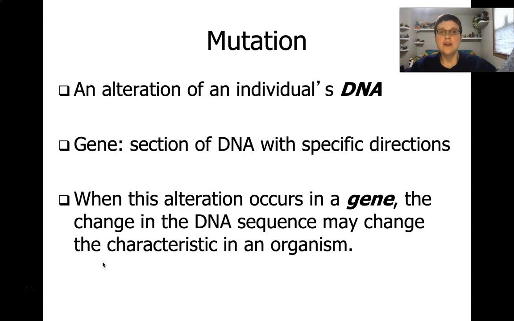All right. So in order for it to create evolution, the first part is it has to happen in a gene, because we have to actually change the directions for something that's being made in the organism. So that's step 1, basically, for mutation for evolution. So we need to have the mutation happen in a gene to change the characteristic. And you'll see it may change it. Depending on how it changes the directions, it might not make any change in that characteristic.